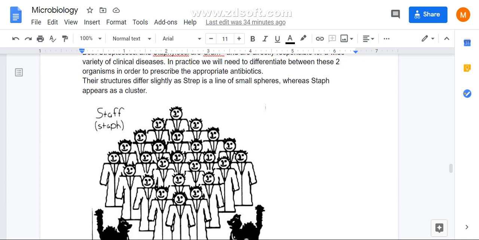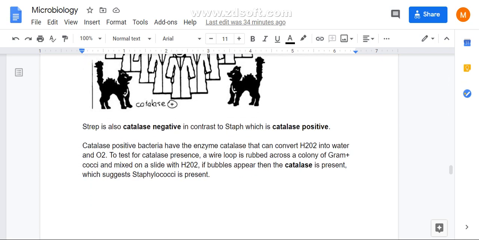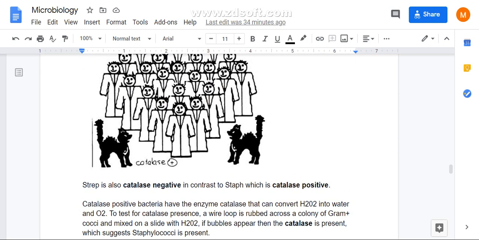One of the main differences between strep and staph: strep you could think of like a pearl necklace, a strip of small round balls going down, and staph is a cluster of balls. Another thing that differentiates them is that strep is catalase negative. There's an enzyme called catalase, and strep does not have catalase, whereas staph has catalase.